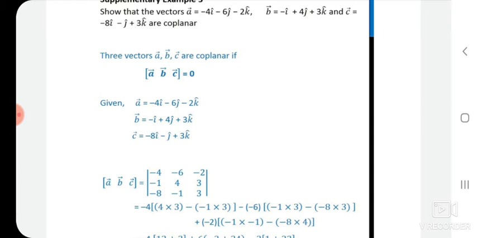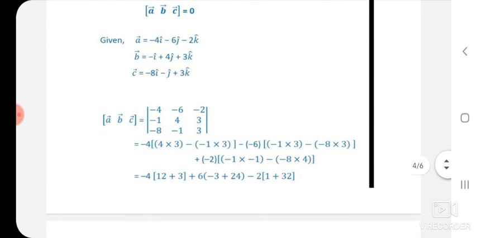Therefore, if you find the determinant or scalar triple product A, B, C, it is equal to the determinant with rows A1, A2, A3, B1, B2, B3, C1, C2, C3, where vector A is minus 4i minus 6j minus 2k, vector B is minus i plus 4j plus 3k, vector C is minus 8i minus j plus 3k. Substituting the values: minus 4, minus 6, minus 2, minus 1, 4, 3, minus 8, minus 1, 3.